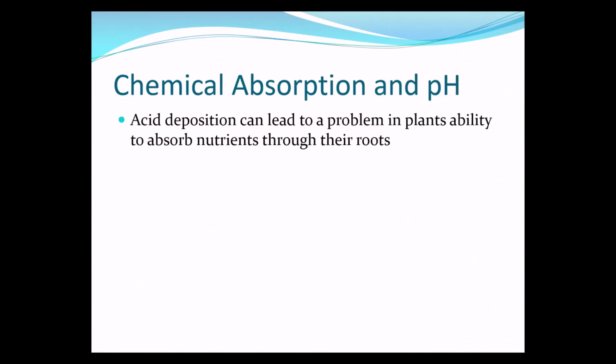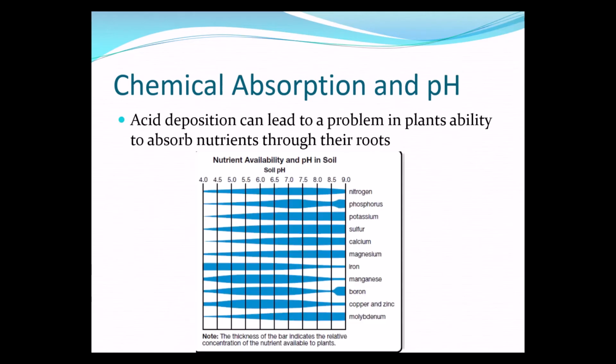So acid deposition can lead to a problem in plants' ability to absorb nutrients. There might be nutrients in the soil, but plants are unable to absorb them through their roots. The thicker the line here, the better it can absorb. Everything has a really thick line right around 7, a neutral pH, but as we get more and more acidic, the line gets thinner. So there might be lots of phosphorus in the soil that plants need, but they just won't be able to absorb it. There's lots of molybdenum in the soil, but those plants won't be able to absorb it. Same thing with basic soil, they can't absorb the iron that they need. So it's important to have a neutral pH, so your plants will be able to get all they need from your soil.